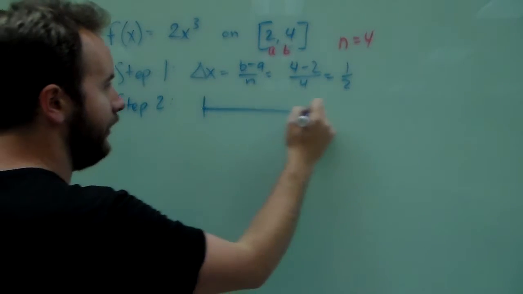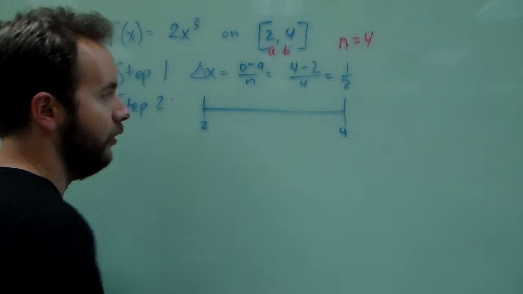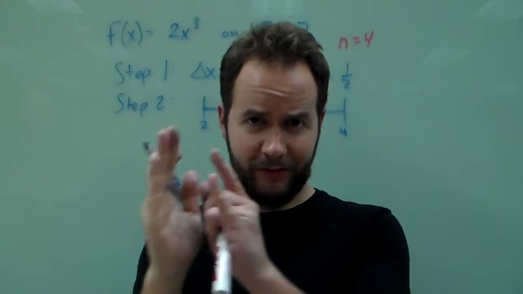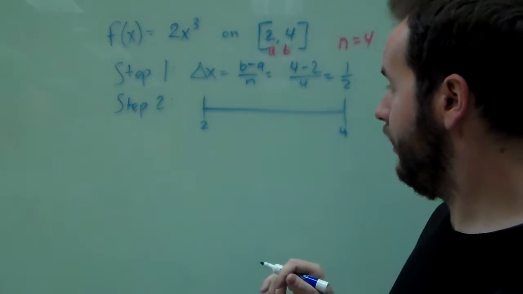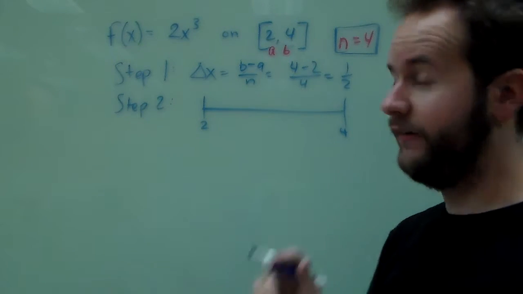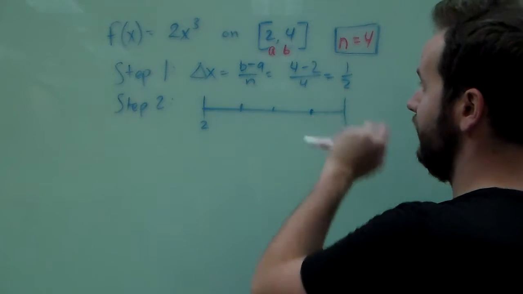And on that number line, we're going to have a and b as endpoints. So 2 and 4 are our endpoints. We're going to space out tick marks evenly across here. We're using 4 subintervals, so we're going to use 3 tick marks: 1, 2, 3. And we're going to space them out evenly by delta x.